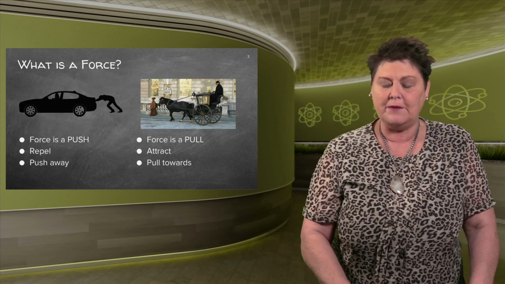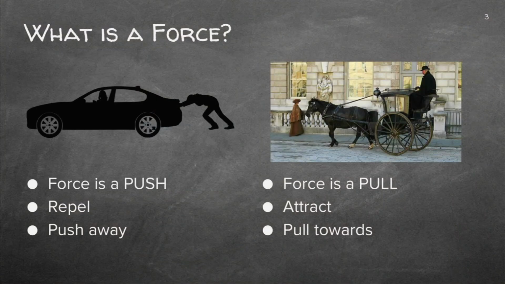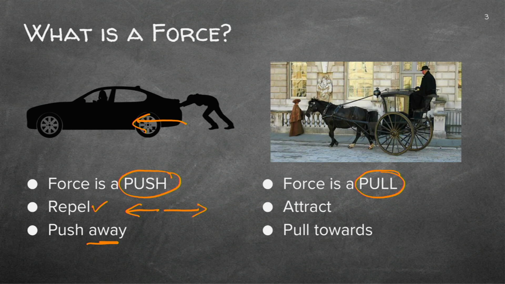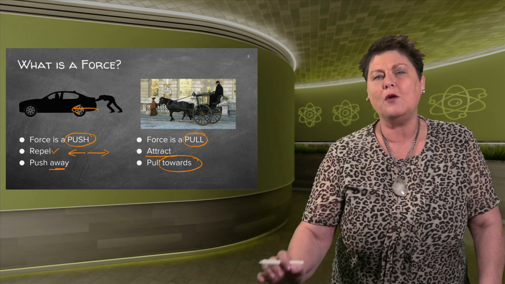Right, let's carry on. The definition of a force. A force can be a push or it can be a pull. That's the official definition of a force. It can push away, so it will be a repellent. It actually repels two objects, so two different objects moving in different directions. It can also be a pull, and you usually pull towards. So it can be an attractive force, attracting the one object to the other.